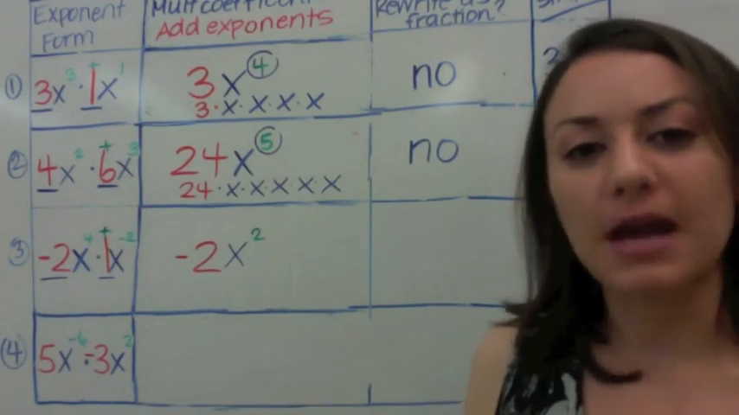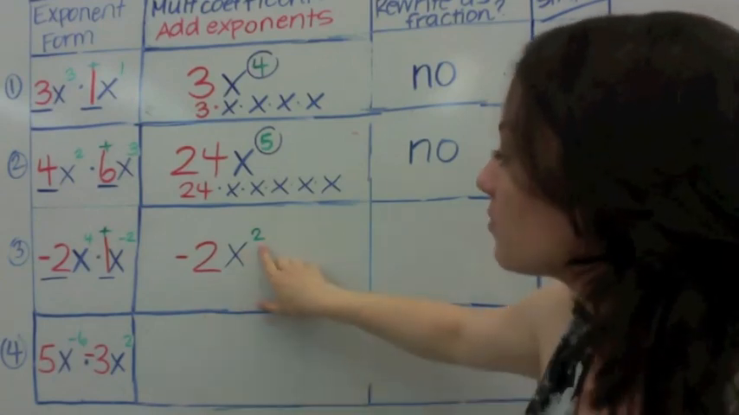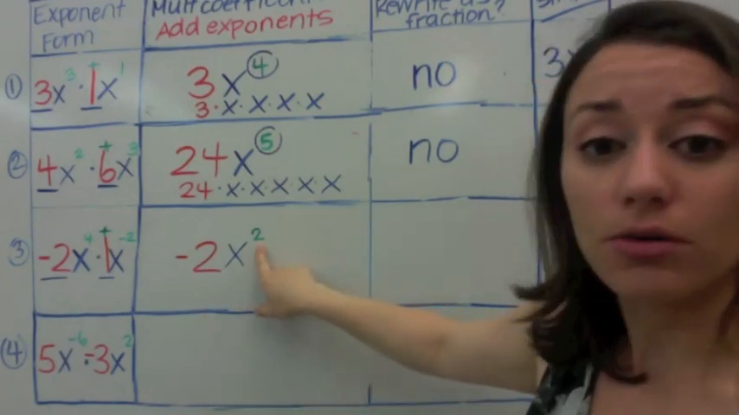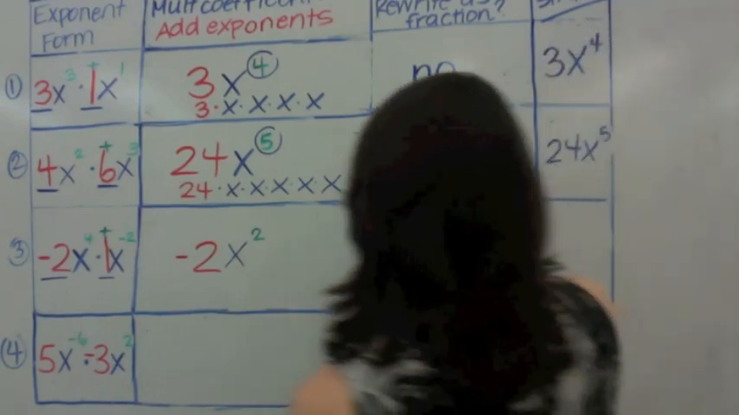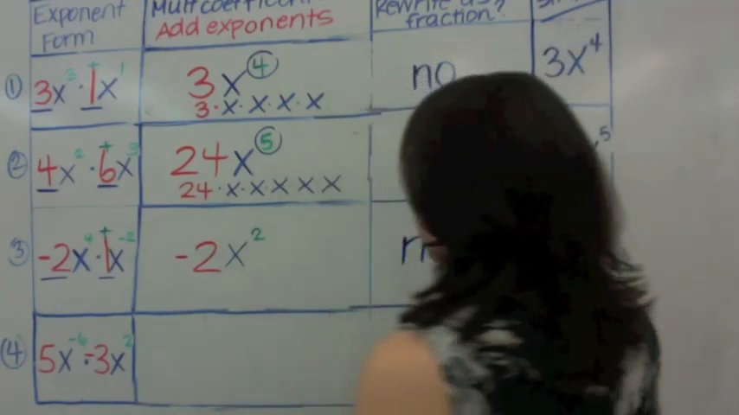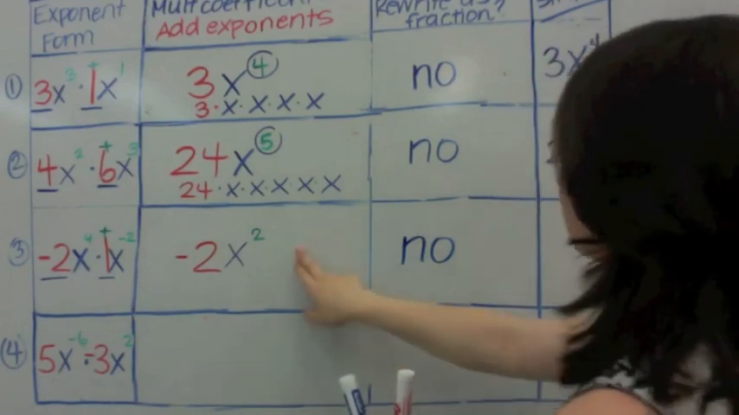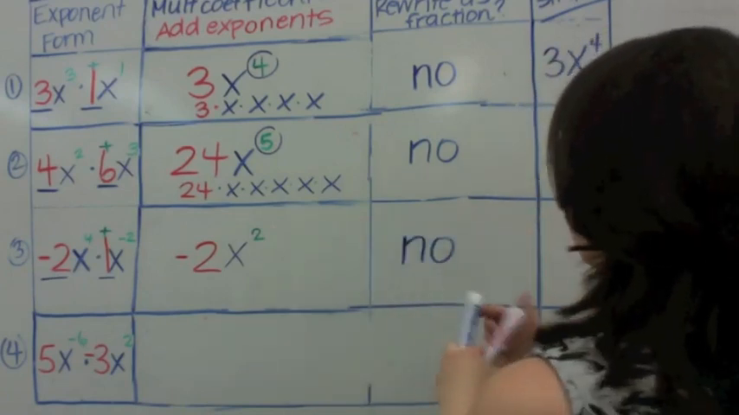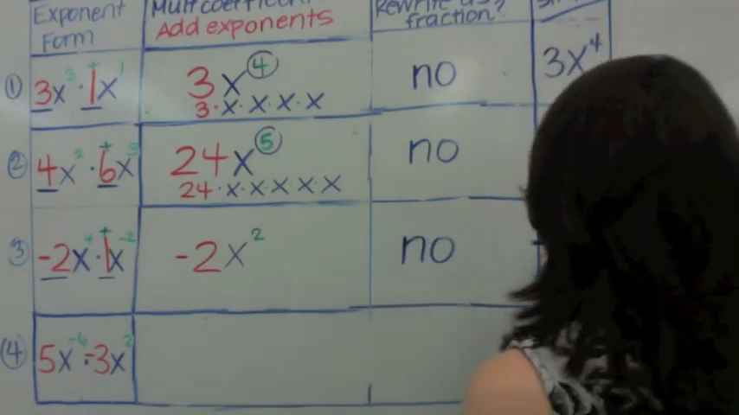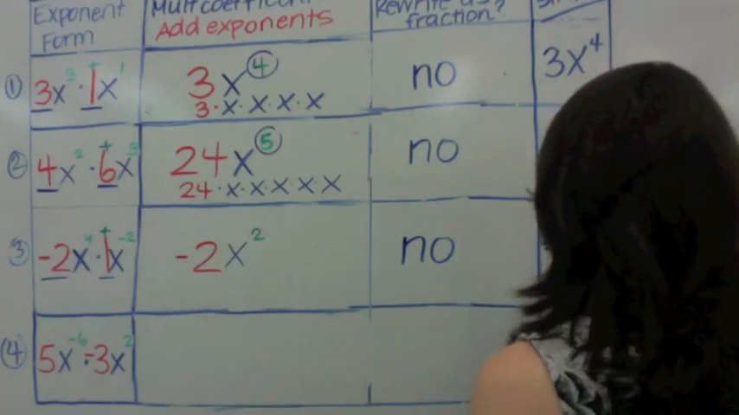Do you have to rewrite this? Is the exponent negative? No, so you do not have to rewrite this. And when you simplify it, this column will match this. So it'll be negative 2x to the power of 2.